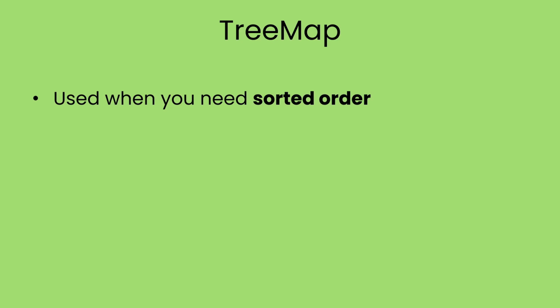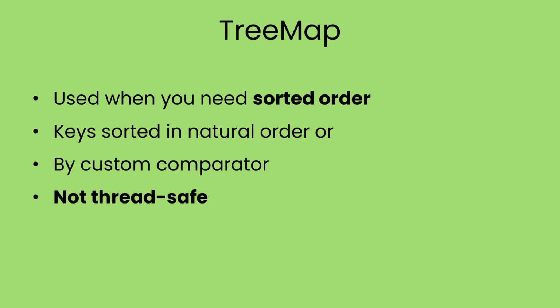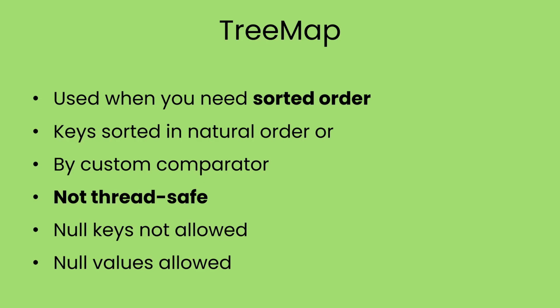Another implementation of map is tree map. So use case of tree map is that in certain situations we might need sorted order for map entries. And in this case keys will be sorted in natural order or by a custom comparator which we can write on our own, and we can write our logic based on which the keys will be sorted. And tree map is also not thread safe. Null keys are not allowed, and we can have null values.